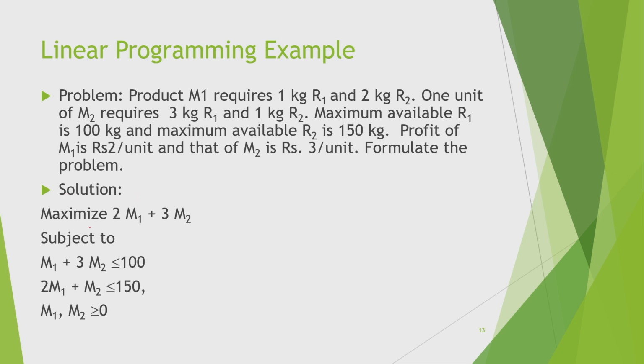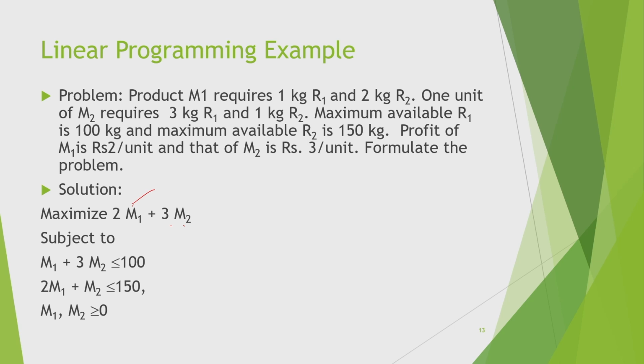First you make the objective function. We want maximum profit, so maximize 2M1 plus 3M2. M1, M2 become the decision variables. Here M1 is also a product name, but you consider it as the quantity of that product. So 2M1 plus 3M2.